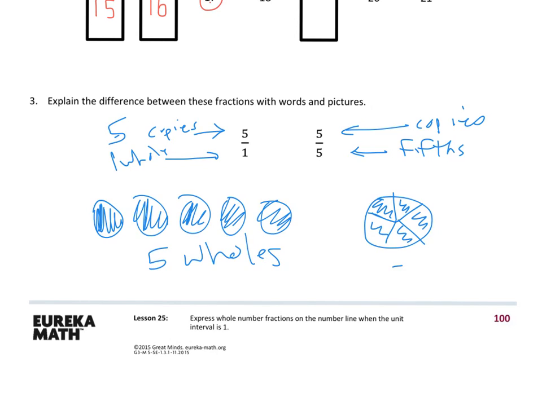5 over 5 means 1 whole, because we have 5 copies of fifths, or 1/5. And 5 copies of 1/5 is going to give us our 5 over 5. And I know that when I have a numerator and the denominator that are the same, it's equivalent to 1.